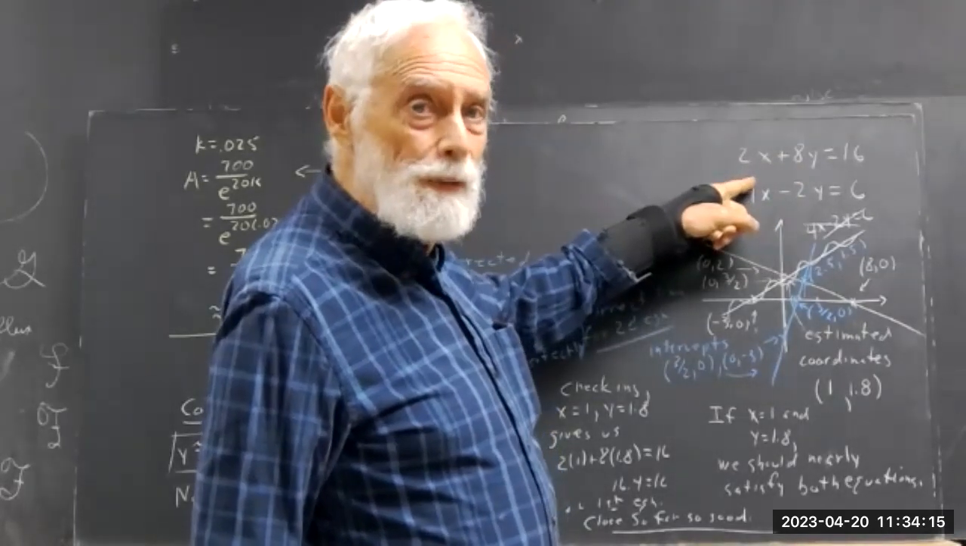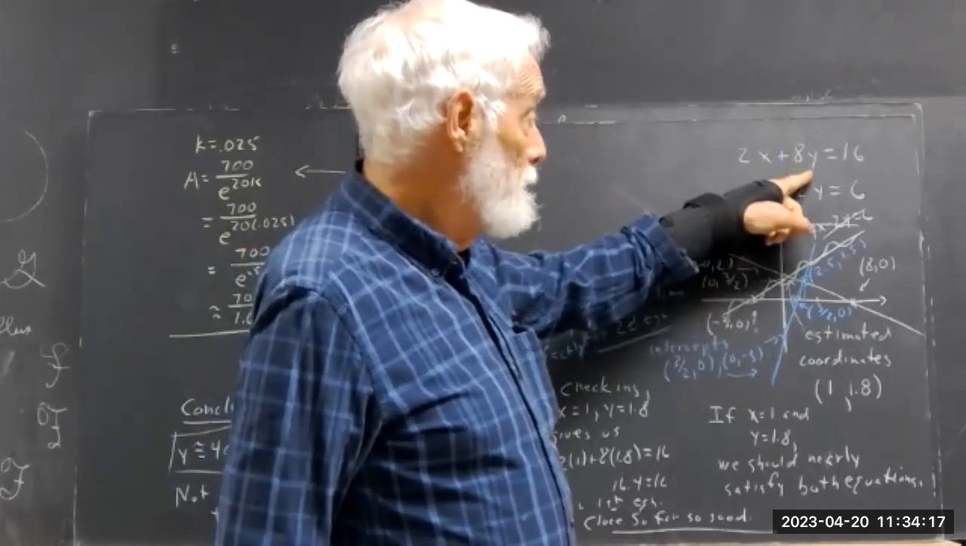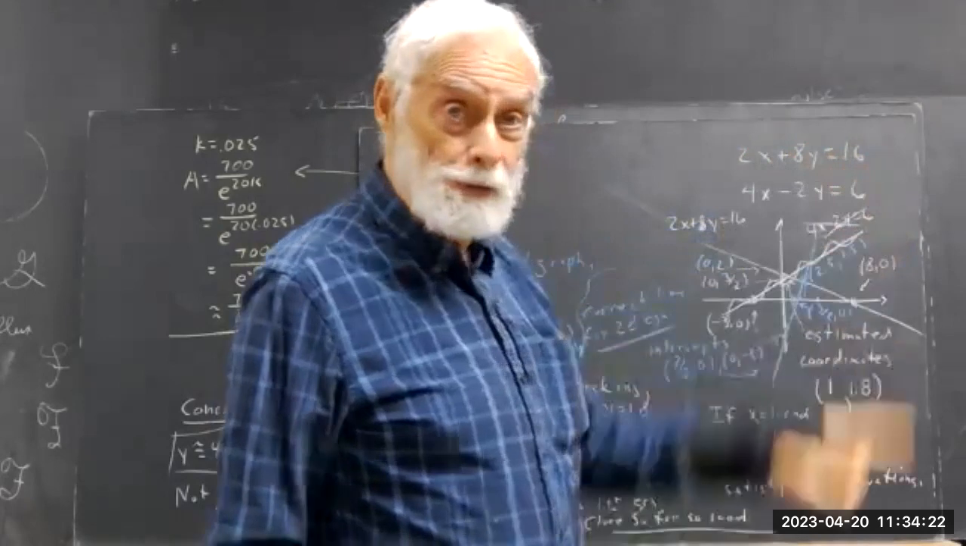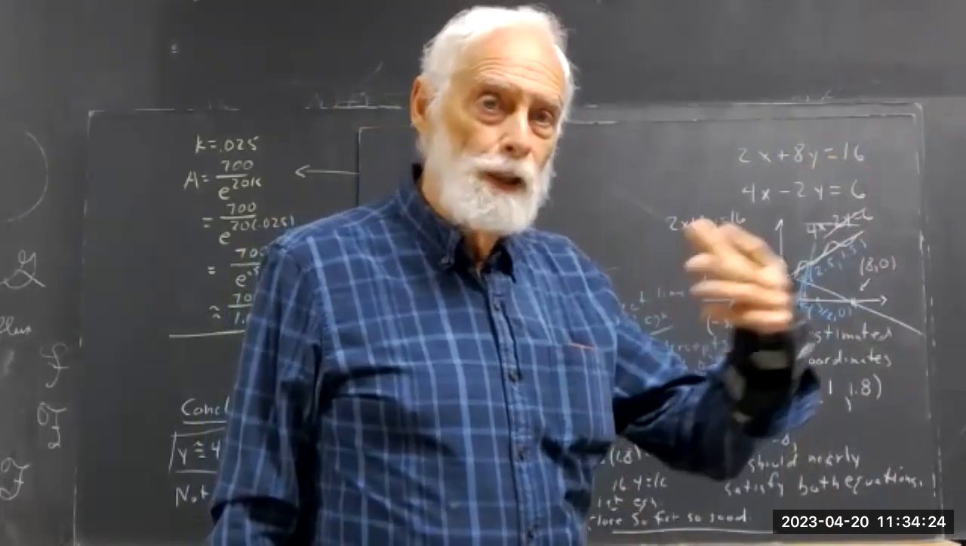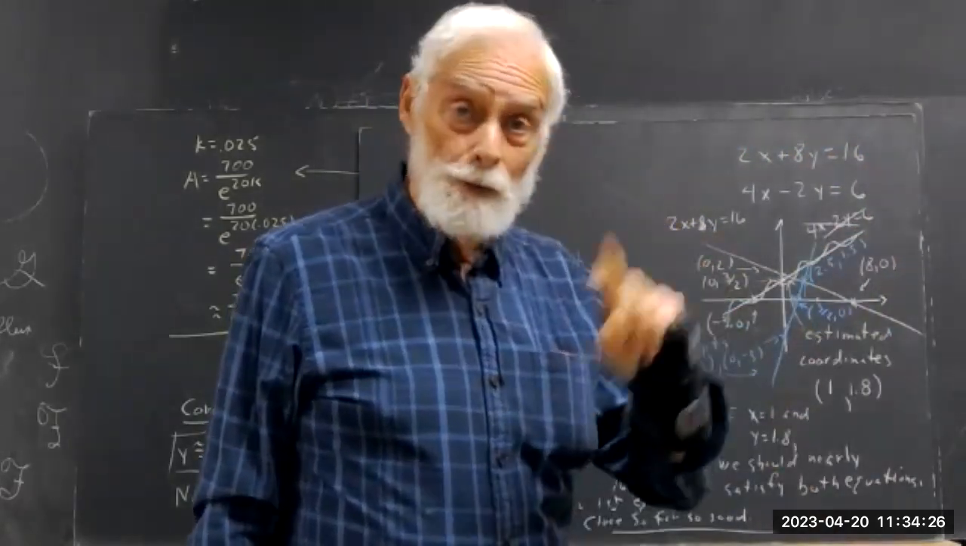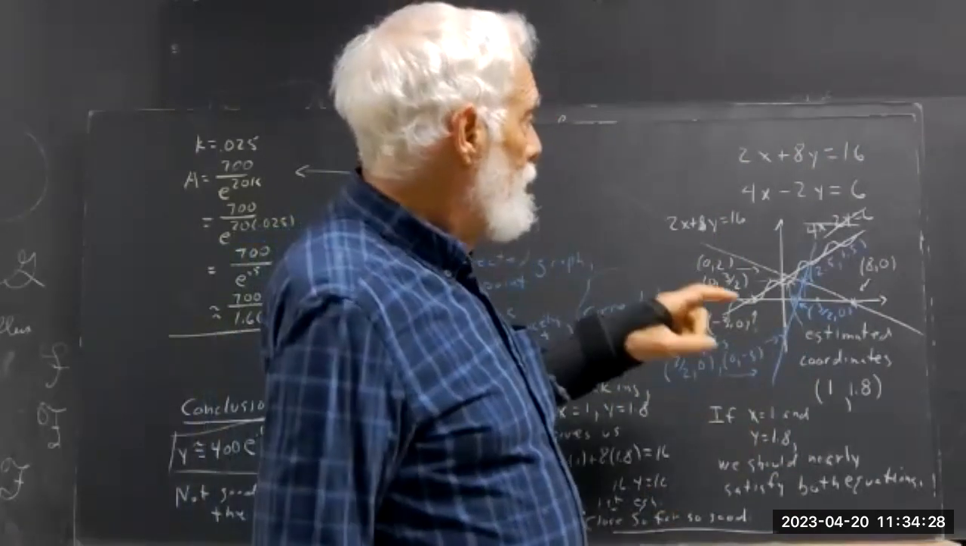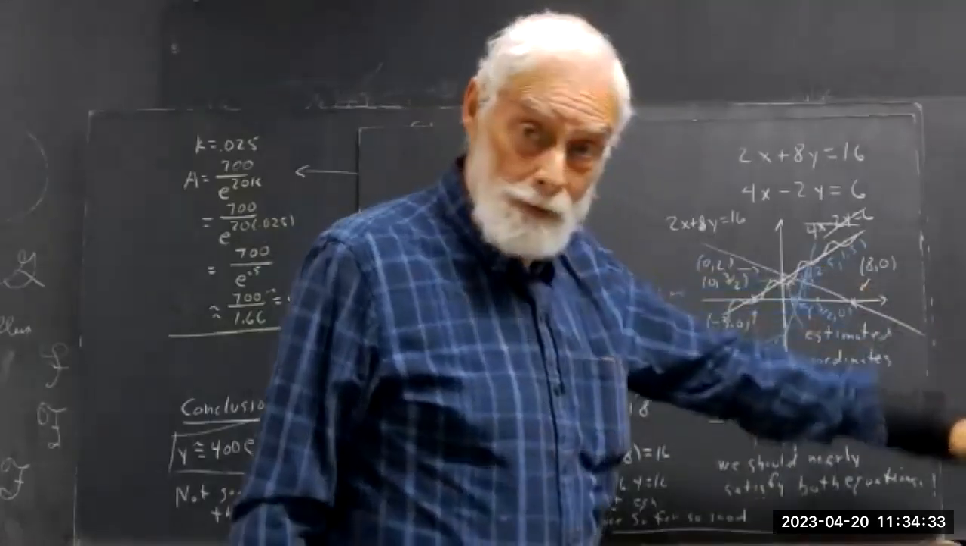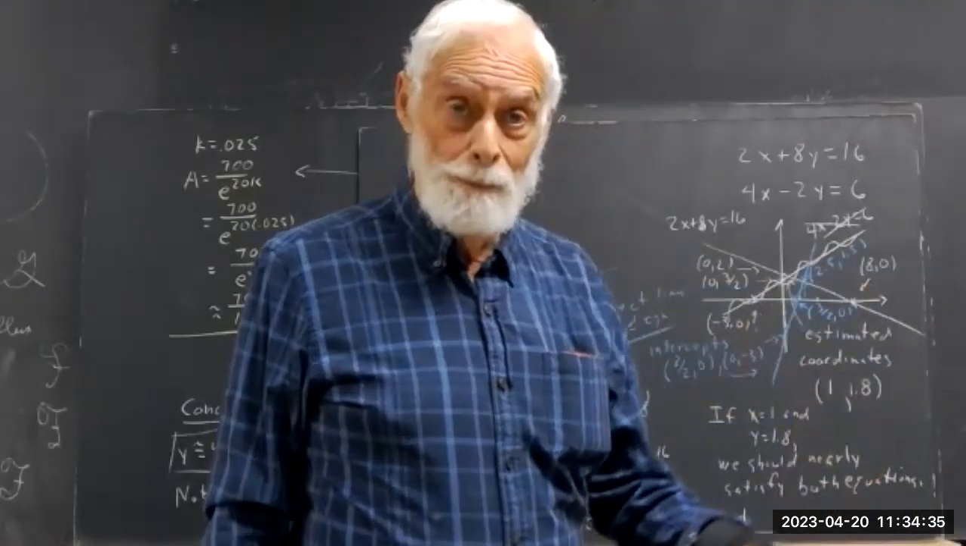2 times 2.5 is 5. 1.5 times 8 is 12. 5 and 12 add up to 17, and 17 is pretty close to 16. So that's a pretty good estimate, at least for the first equation. The point (2.5, 1.5) isn't exactly on the graph of the first equation, but it's close.